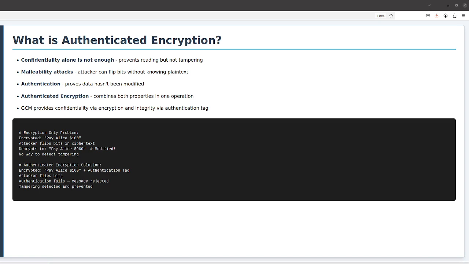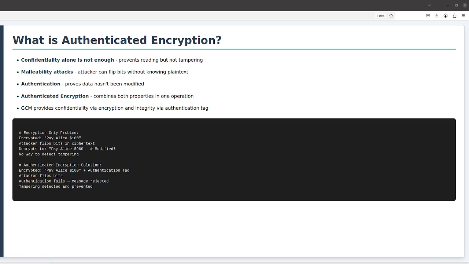With CTR mode, flipping a bit in the ciphertext causes the same bit to flip in the plaintext after decryption. The attacker can make targeted changes without knowing what the message says. For example, imagine you are sending an encrypted bank transfer. Pay Alice $100. The attacker cannot read this, but they know bank transfers have a predictable format. By flipping specific bits, they might change it to pay Alice $900 or pay Eve $100. This is called a malleability attack, and it is possible because there is no authentication.